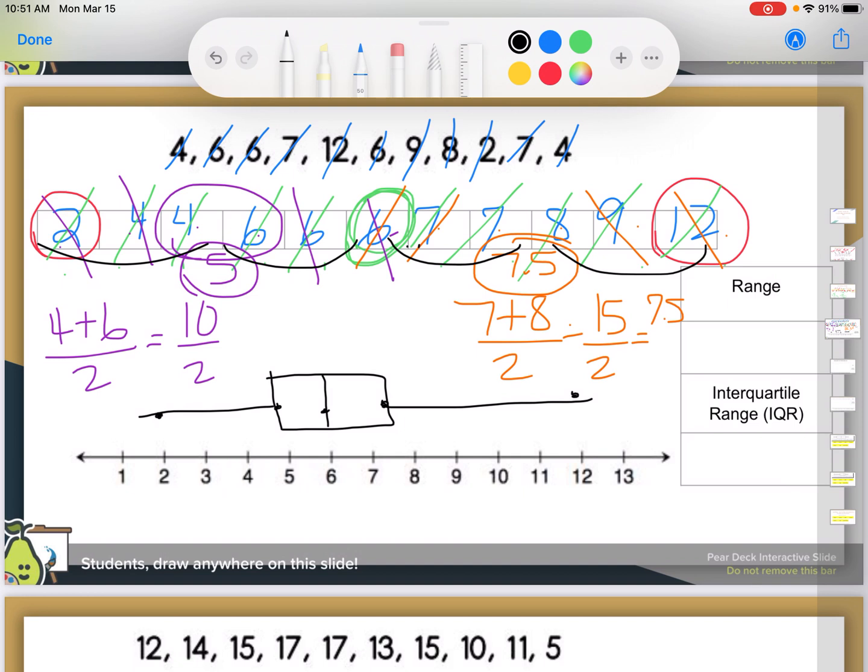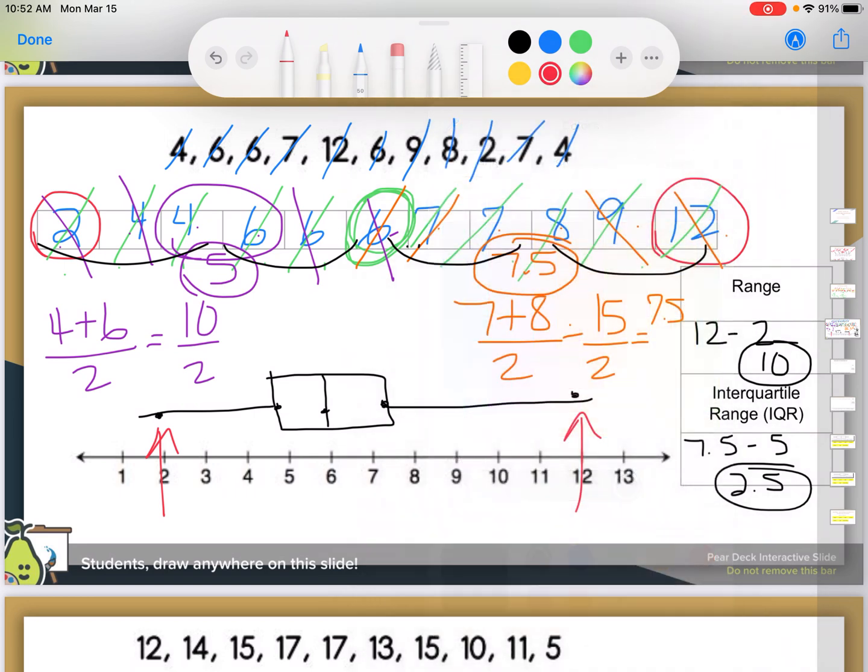So the range is 12 minus 2. So your maximum minus your minimum. So in this case, it would be 10. My interquartile range are the edges of my box. So that's going to be 7.5 minus 5, and I get 2.5. And we're going to talk about what that means and why that's important, but we just need to be able to find it. So your range is subtracting the largest and the smallest. Your interquartile range is looking at the box itself. So you're looking at the size of the box.